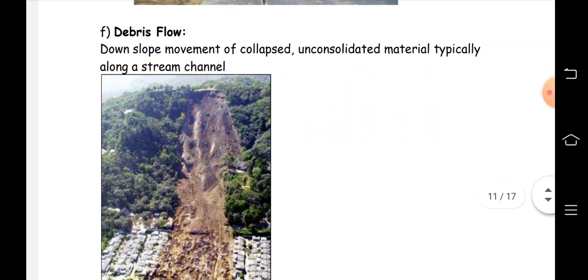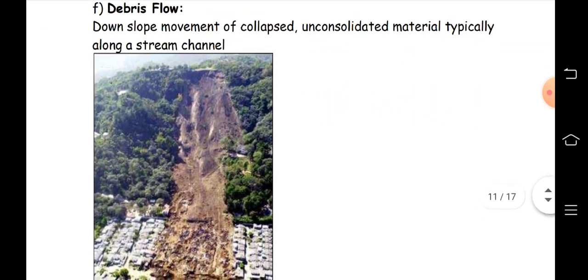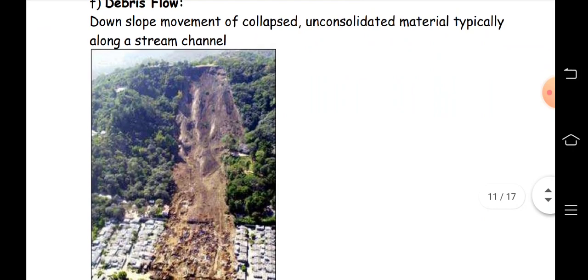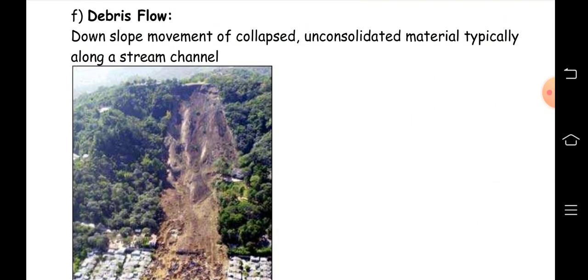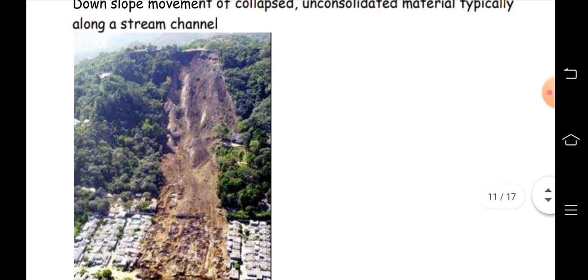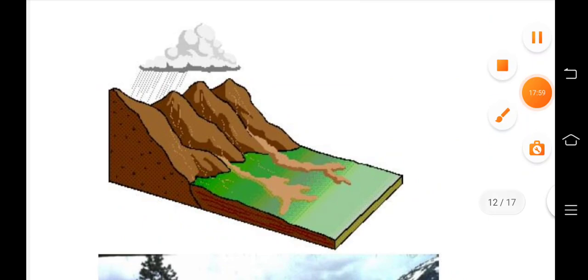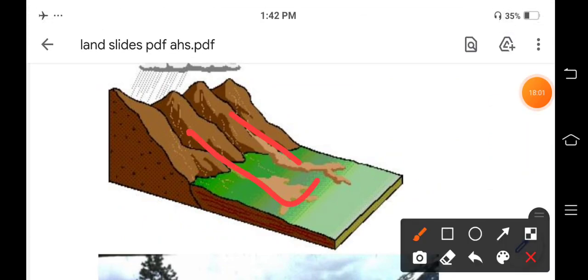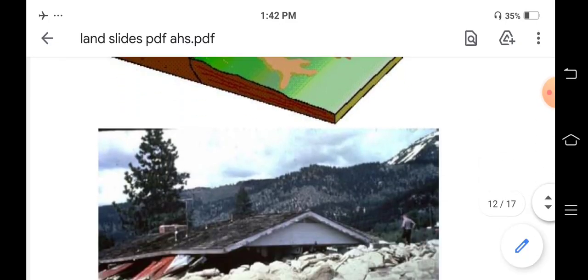Then the debris flow means a flow which contains some amount of water or other material. This is debris flow, the downslope movement of collapsed and consolidated material along the stream channel, due to heavy rain. Debris flow means a water flow which contains water as well as some soil particles, due to heavy rain.